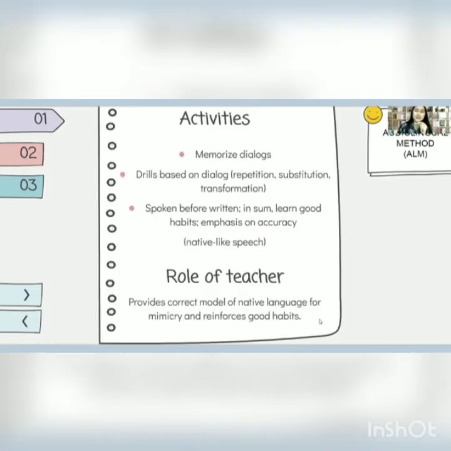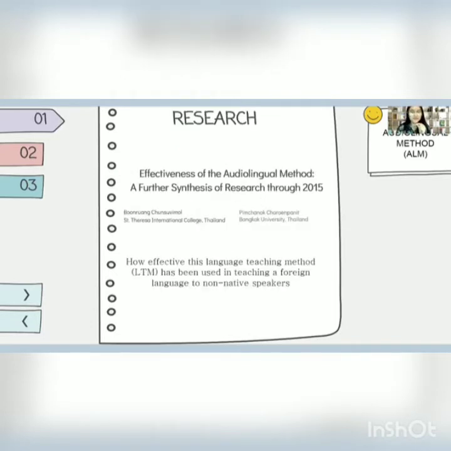The activities of this method are: first, memorize dialogues; second, drills based on dialogues, repetitions, substitutions, transformations, and the last one is spoken before written. In sum, learn good habits, emphasize accuracy, native-like speech. And the role of the teacher in this method is to provide a correct model of the native language for mimicry and reinforce good habits.